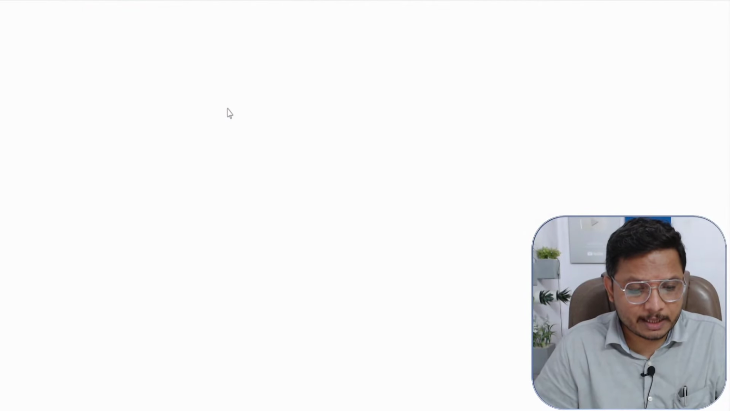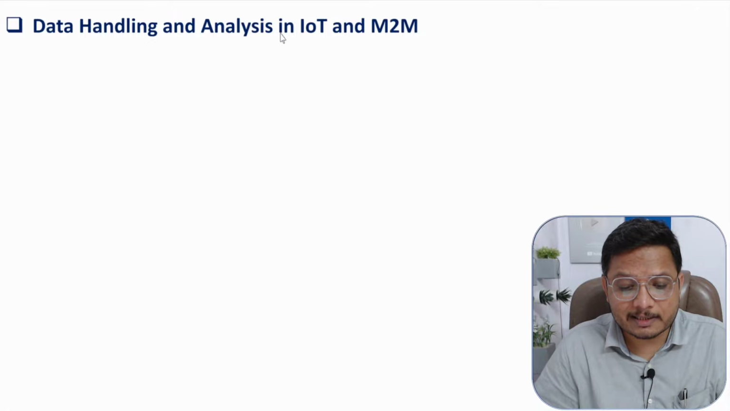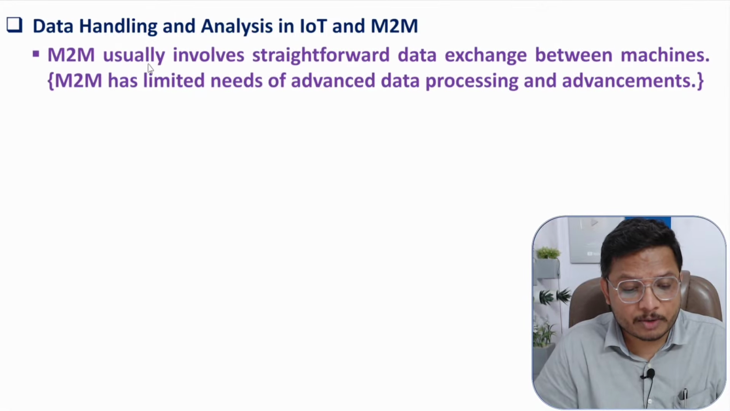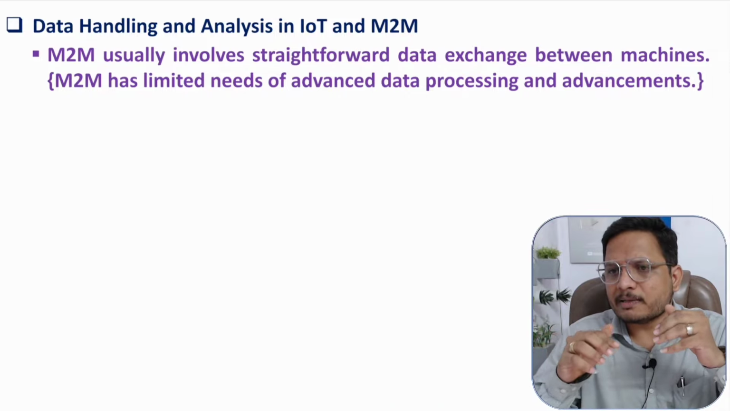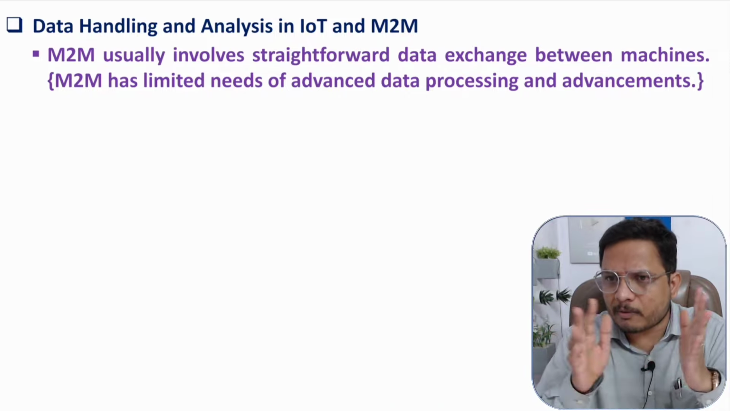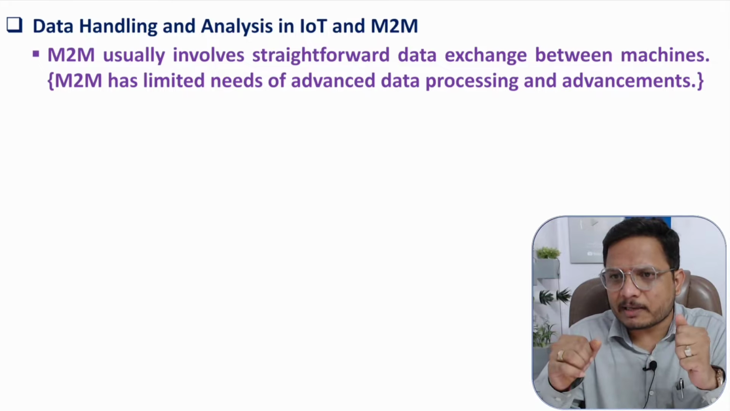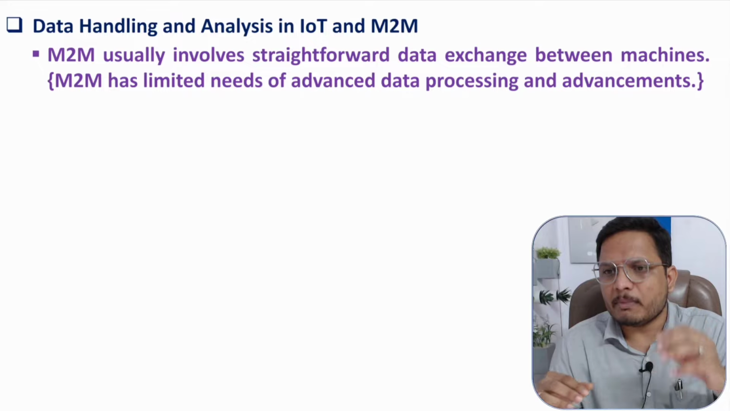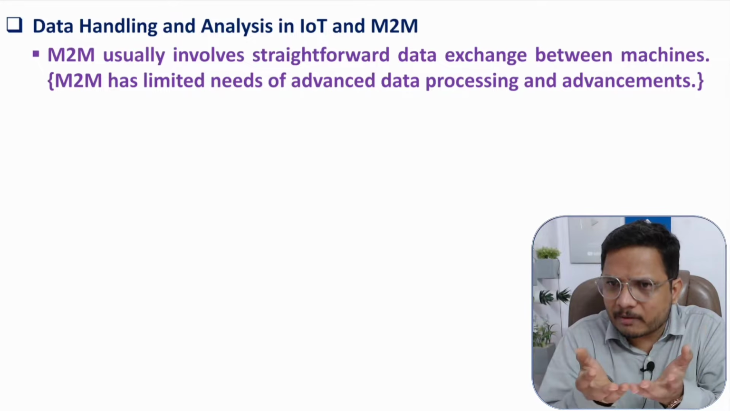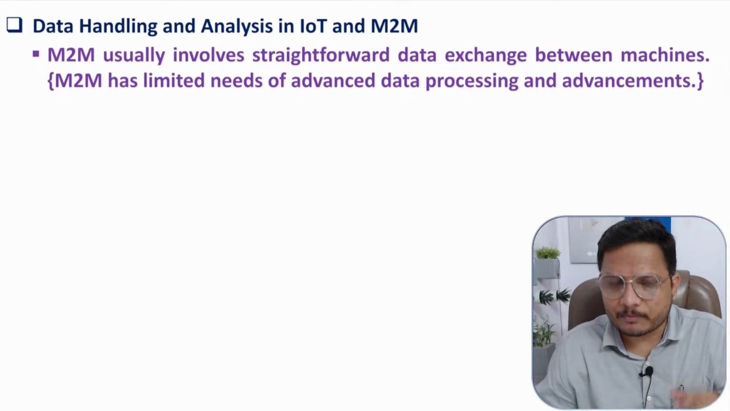Now, I'll explain data handling and analysis in IoT and M2M. See, M2M usually involves straightforward data exchange between machines. As I have told you, straightforward data exchange will happen, right? Or you can say two-stage data forwarding will happen. The M2M gateway sometimes comes into the picture, if you have some complex M2M system, but usually in a single network only, machines are interacting with each other.